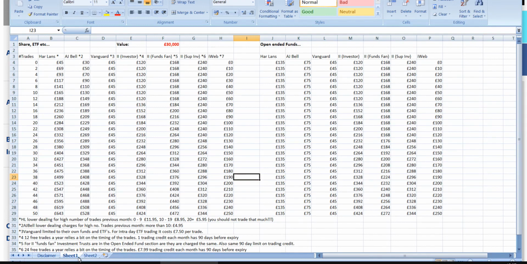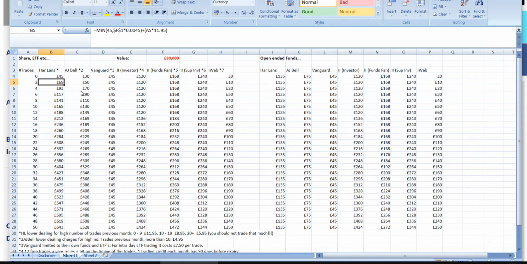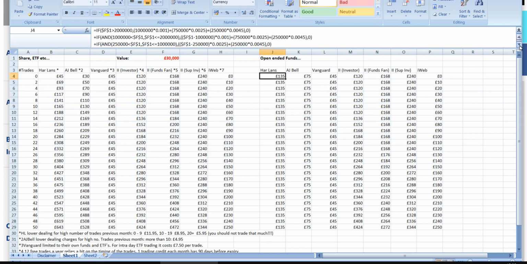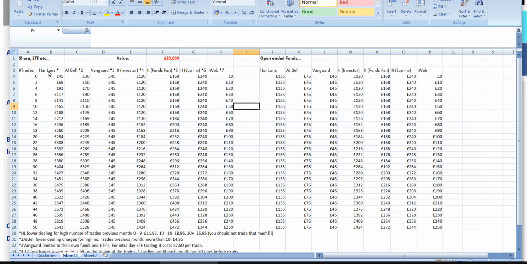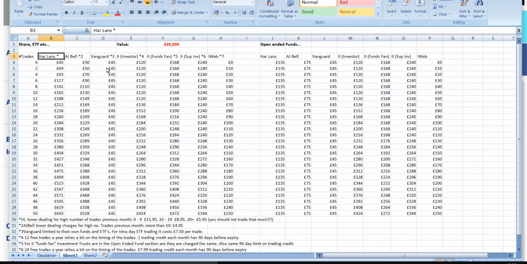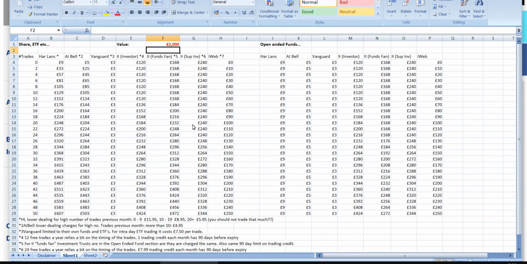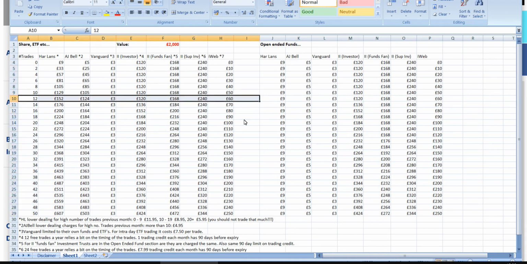So I've made this spreadsheet. I didn't plan on it being this complicated, but I've done it. As you can see, some of the formulas get a bit complicated. But what I've got here in sheet 1 is you can enter the value of your portfolio here, and it calculates all these numbers. And it calculates it for different numbers of trades per year. So if you're buying once a month, which is a logical thing to do, that's 12.